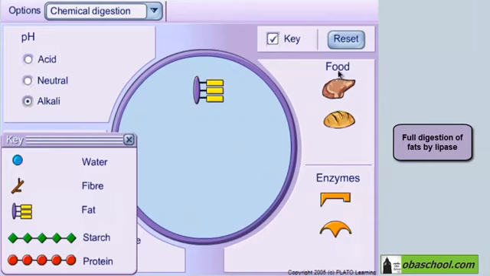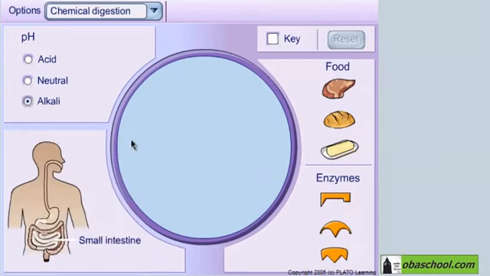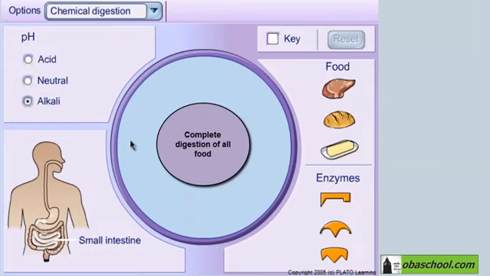So this was digestion in the small intestine. We have the complete breakdown of all food groups into their individual units.